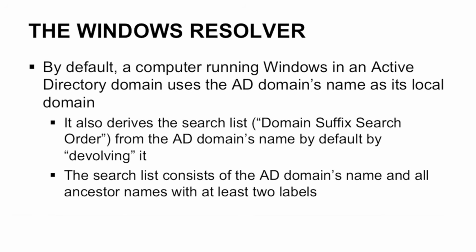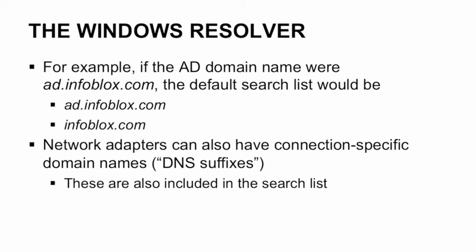The Windows resolver will set its local domain to the same name as the Active Directory domain that it's part of. If it's not part of an Active Directory domain, you can set it manually or through DHCP or global policy. By default, the search list is derived from the local domain to include the local domain and all ancestor names with at least 2 labels. So, for example, if a Windows resolver's local domain were ad.infoblox.com, its default search list would be ad.infoblox.com, then infoblox.com.